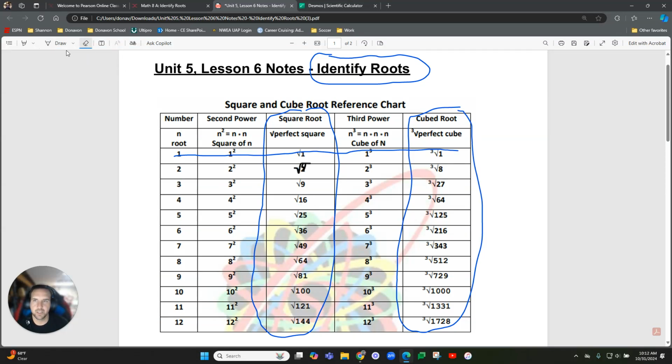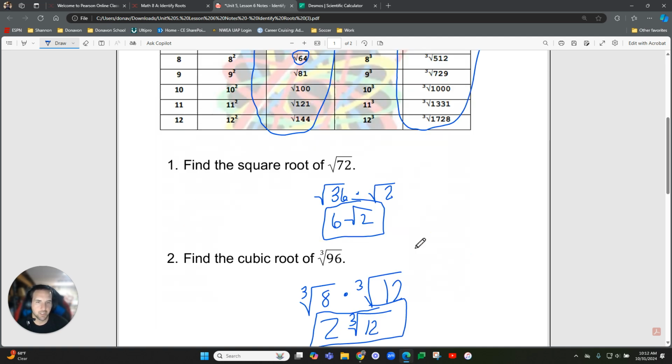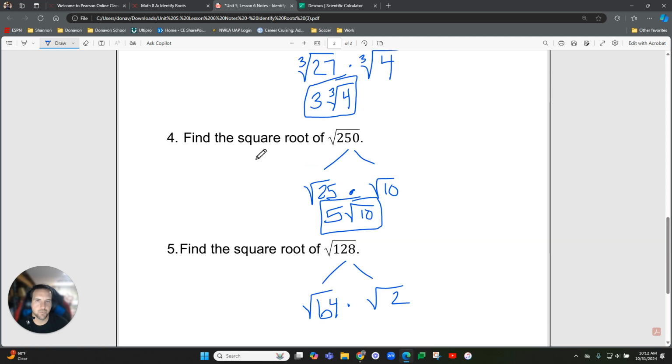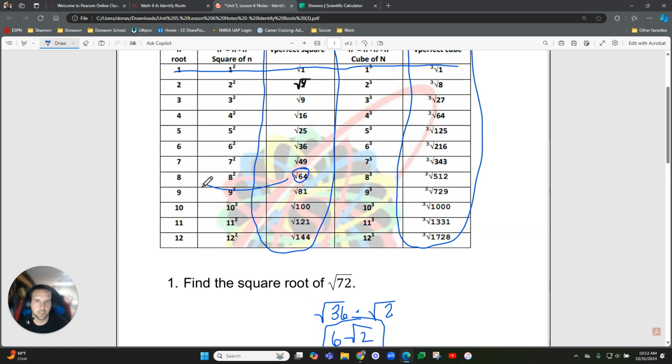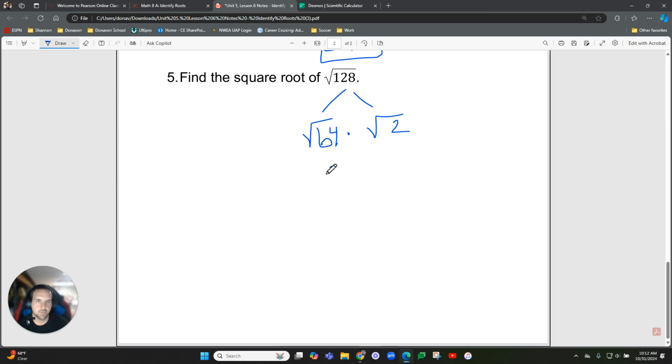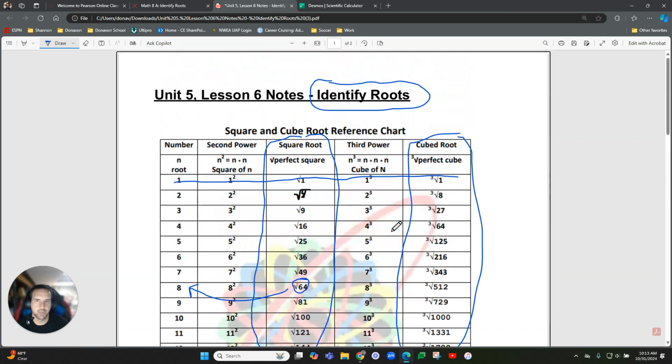So again, we're trying to find the largest perfect square that is a factor of 128. And right away, I can tell 64 times 2 is 128. So I can break this down to the square root of 64 times the square root of 2. Okay, 64 times 2 is 128. And then the square root of 64, if we look at our chart, is 8. So we're going to change the square root of 64 to 8 times the square root of 2. And that is it for Unit 5, Lesson 6.